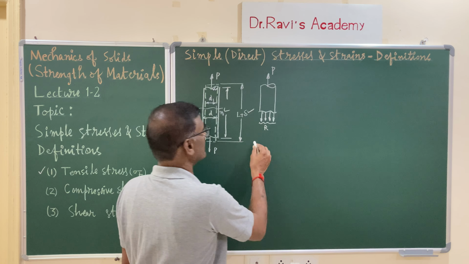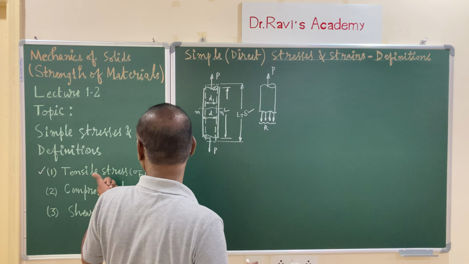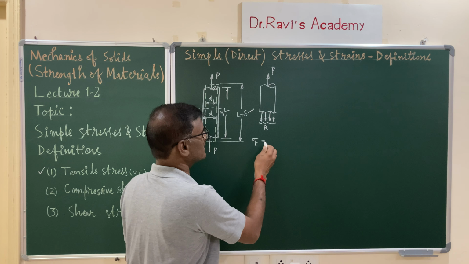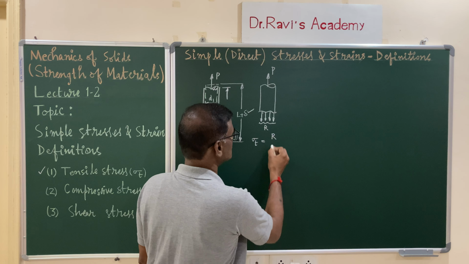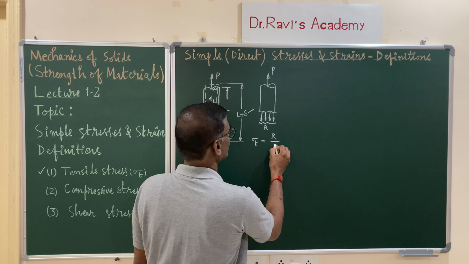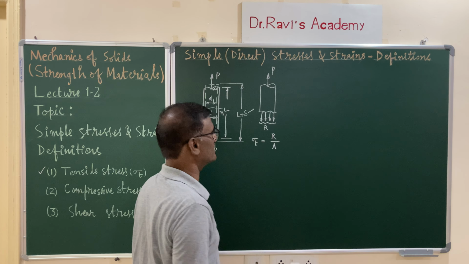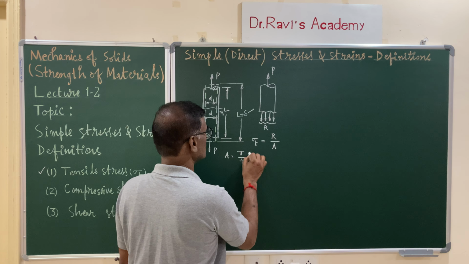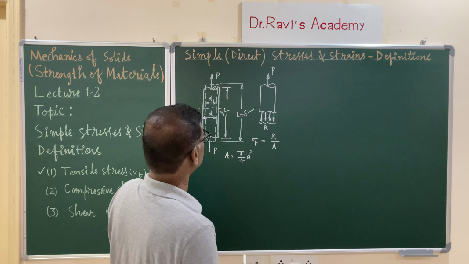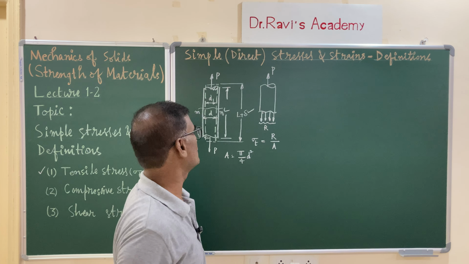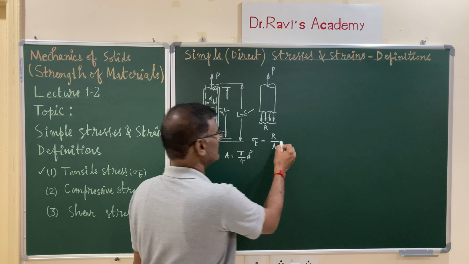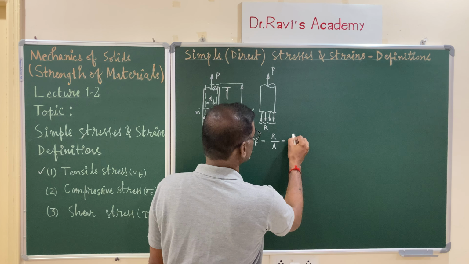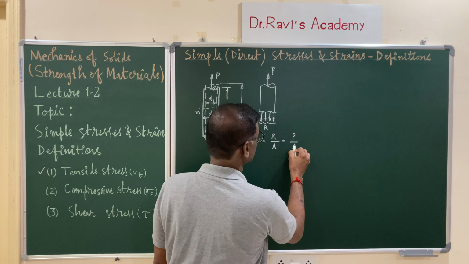Now you can write down the definition of tensile stress. Here the symbol is sigma T. It is the ratio of the resultant resistive force divided by the cross section area, that is pi by 4 d square. Here A is pi by 4 d square, the cross section area, and you see that it is perpendicular to the direction of loading. That is what a normal stress is. Because this is in equilibrium, R equals P, so you can write the external load P divided by the cross section area.